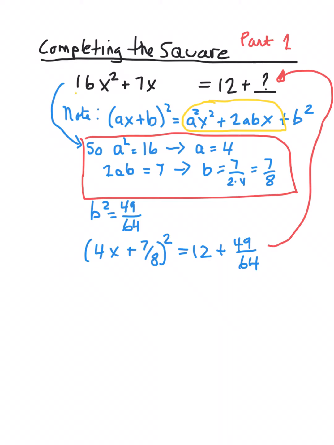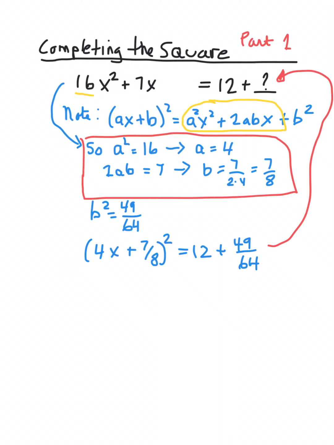And so here we have something. Here's our first example: 16x squared plus 7x is equal to 12 on the other side of the equation. Normally it would be on the left-hand side, but we've moved it over to the right-hand side. And you'll see this when we're trying to solve for x typically. Now the question is how do I deal with something like this?